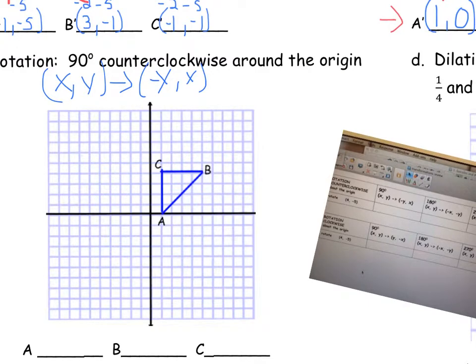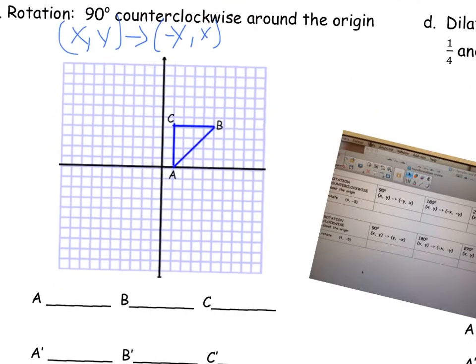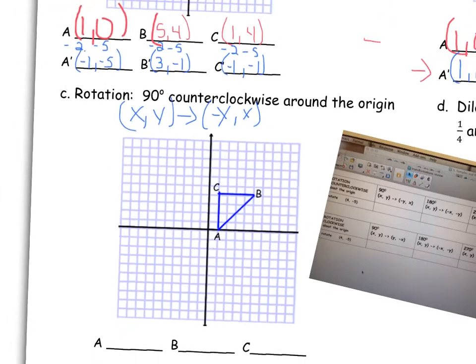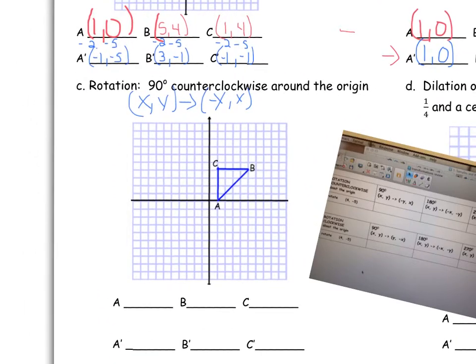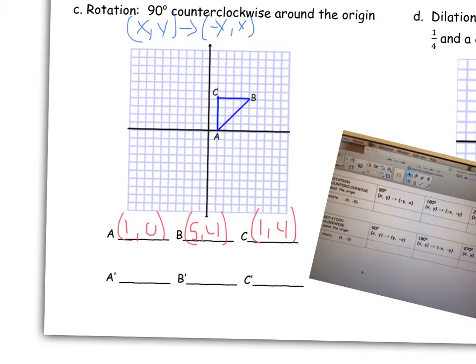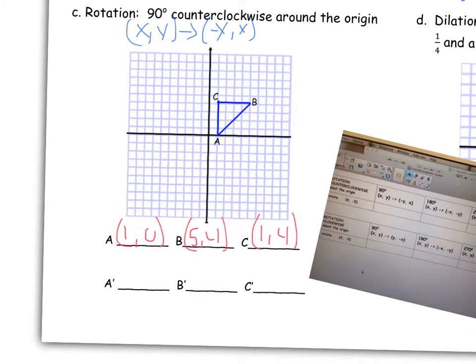I'm going to go down here to my ordered pairs, and remember they were the same. So they were 1, 0, 5, 4, and 1, 4. And I'm going to follow that rule. So I'm going to flip them.